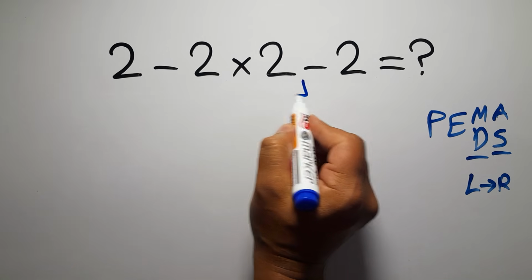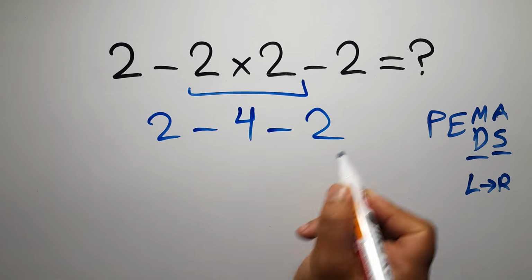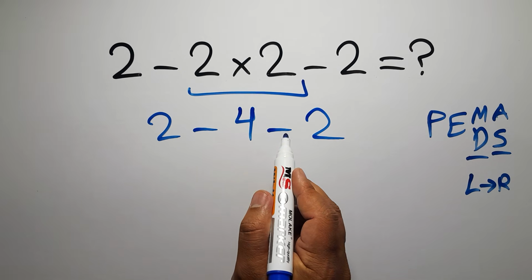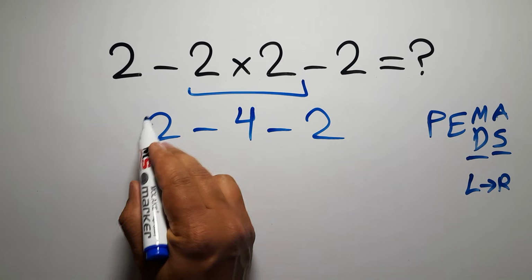2 times 2 gives us 4. So we have 2 minus 4 minus 2. Now we have two subtractions. When we have more than one subtraction in an expression, we have to go from left to right.